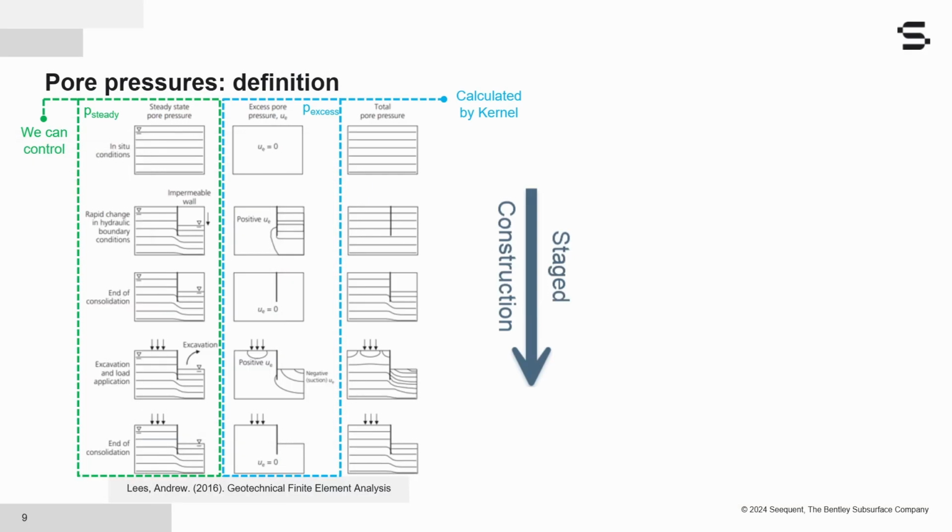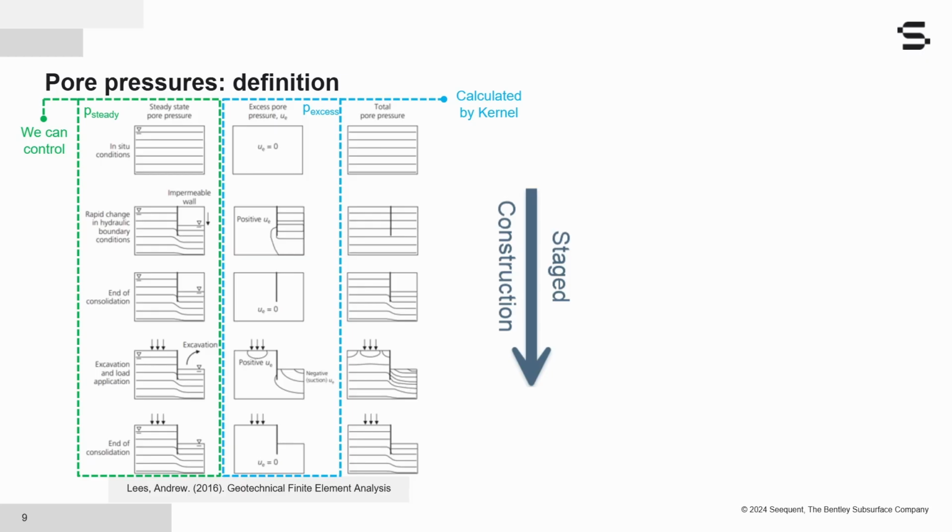On the other hand, we have the excess pore pressure, which is calculated by the kernel, and is the change in pore pressure from the steady state value caused by either loading, unloading, or maybe a rapid change in the hydraulic boundary conditions in undrained or consolidation conditions. And excess pore pressures will, as you can see here, dissipate to zero during a consolidation until steady state conditions are restored. And in the third column on the right is the total pore pressure, which is the actual value of pore pressure at a point at a particular time, and it will be the sum of the steady state and the excess pore pressure.